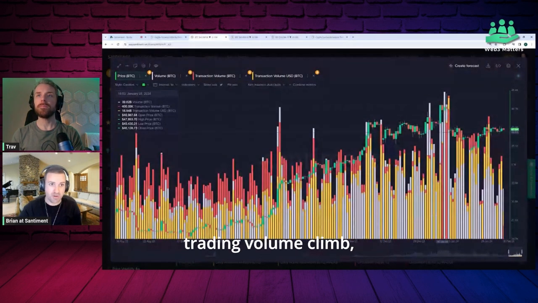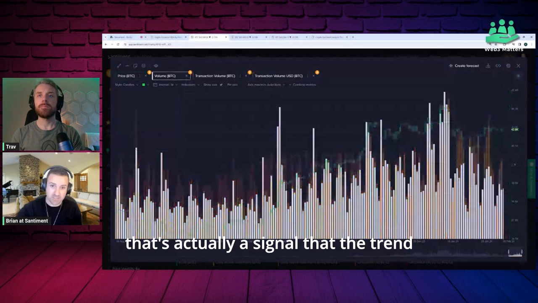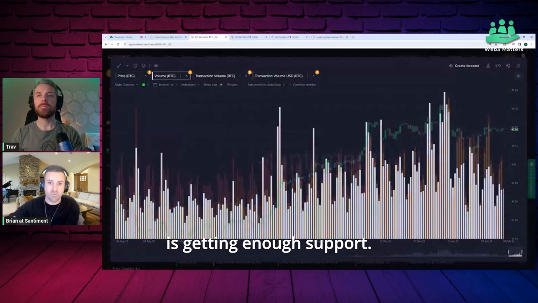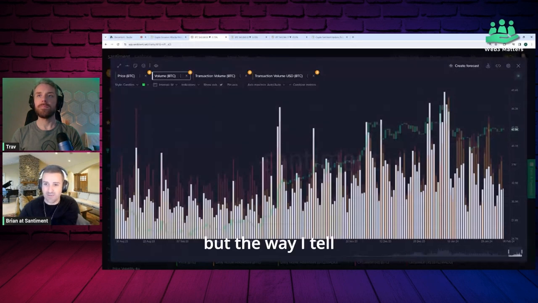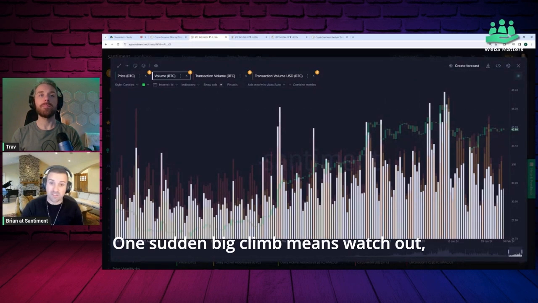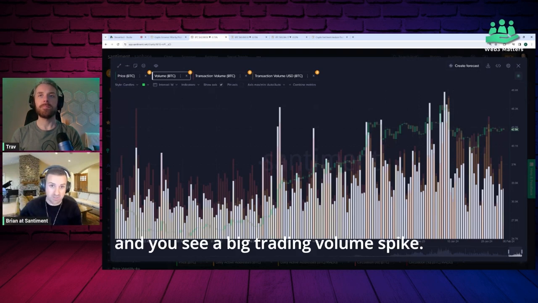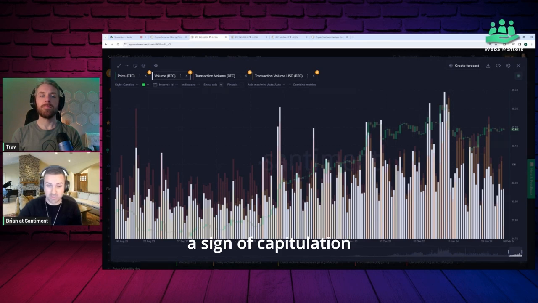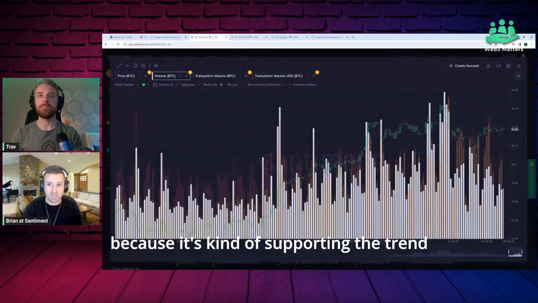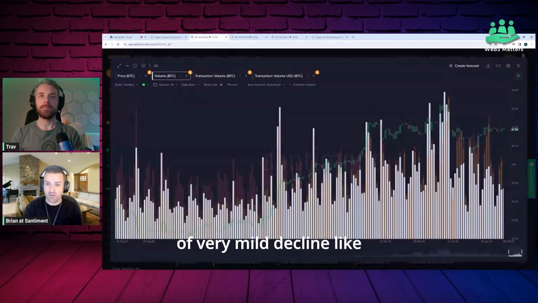If it's a more gradual trading volume climb, something organic, that's actually a signal that the trend is getting enough support. So it's tricky, but the way I tell people to view trading volume is: slow climbs are good, one sudden big climb means watch out. Or at least it's a reversal. So if prices are plummeting and you see a big trading volume spike, that's usually a sign of capitulation and a signal that things are likely about to turn around. So right now, it's just a gradual fade, which is not the best sign because it's supporting the trend of very mild decline like we've seen the past few days.